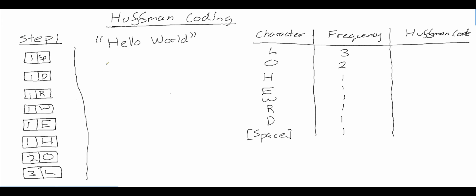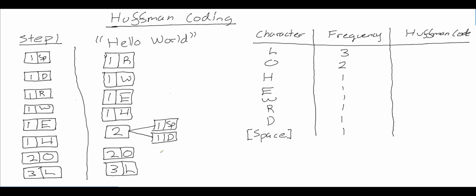The next step is to take the top 2 nodes and add the frequency of the characters together, and then slot that back into the list of nodes so that it is still in order. I'm going to show you what I mean by that now.